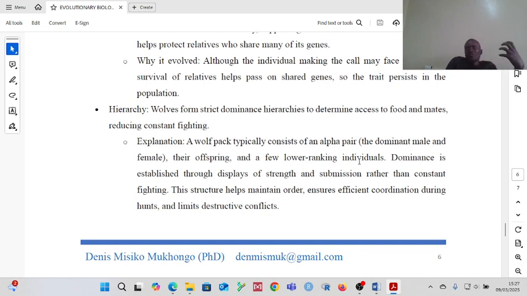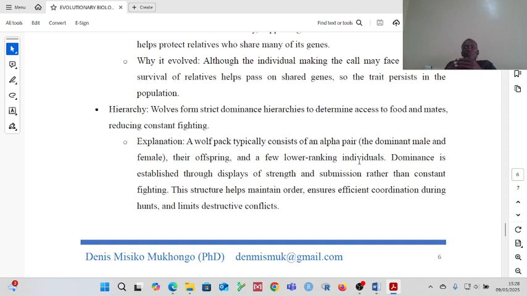So the establishment of this dominance is through displays of strength and submission rather than constant fighting. So sio kwamba zinapigana kila wakati, but kuelewana kwamba this is the alpha, this is the most dominant, this is a lower ranking one, is through the display of strength. So whichever displays more strength then becomes the dominant pair. Then the others just submit. So they now become a lower ranking group. So with that, they don't need to keep fighting to determine who is dominant and who is not.